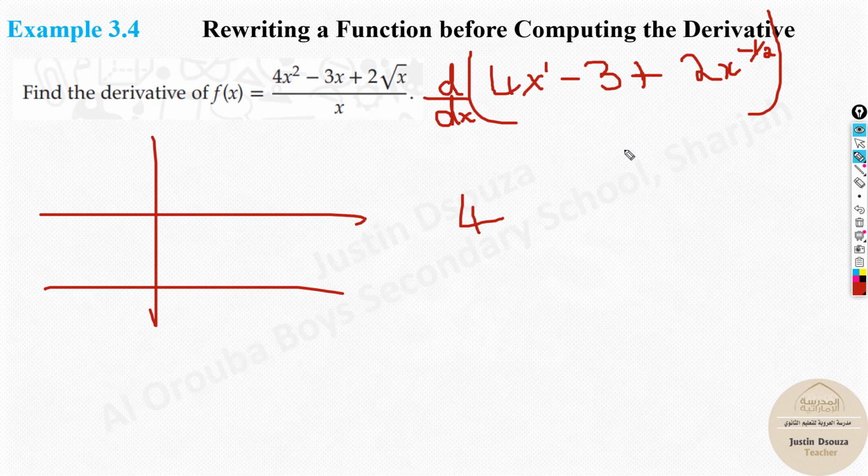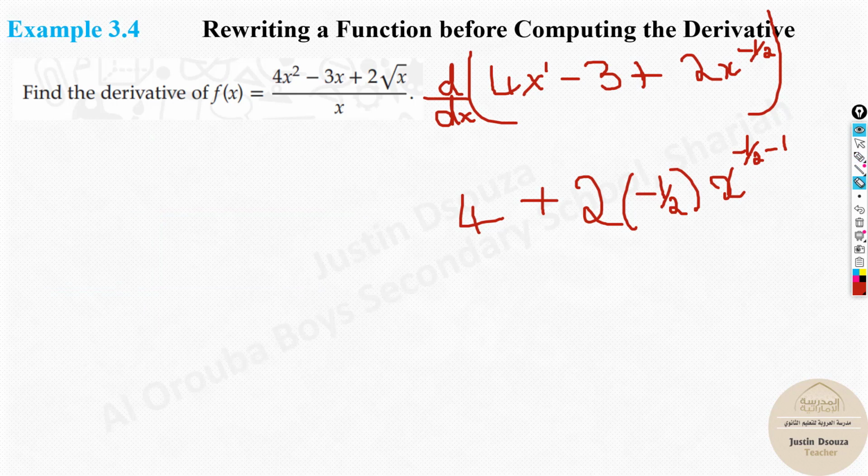That's the same thing, 4 itself. This gone. Plus 2. Now, how would you solve this? Multiply negative half down and x to the power negative half minus 1. This is very, very important. Why? Because you have negative power comes down, and then negative, it adds up.